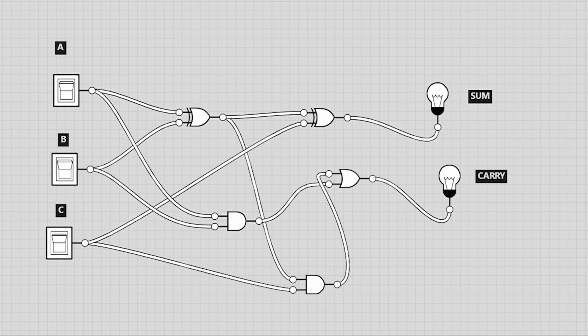In this, we will see the simulation of a full adder. Here the inputs are A, B and C. The outputs are sum and carry. When the input C is 1, the sum is 1 and the carry is 0. When the input B is 1, the sum is 1 and the carry is 0.